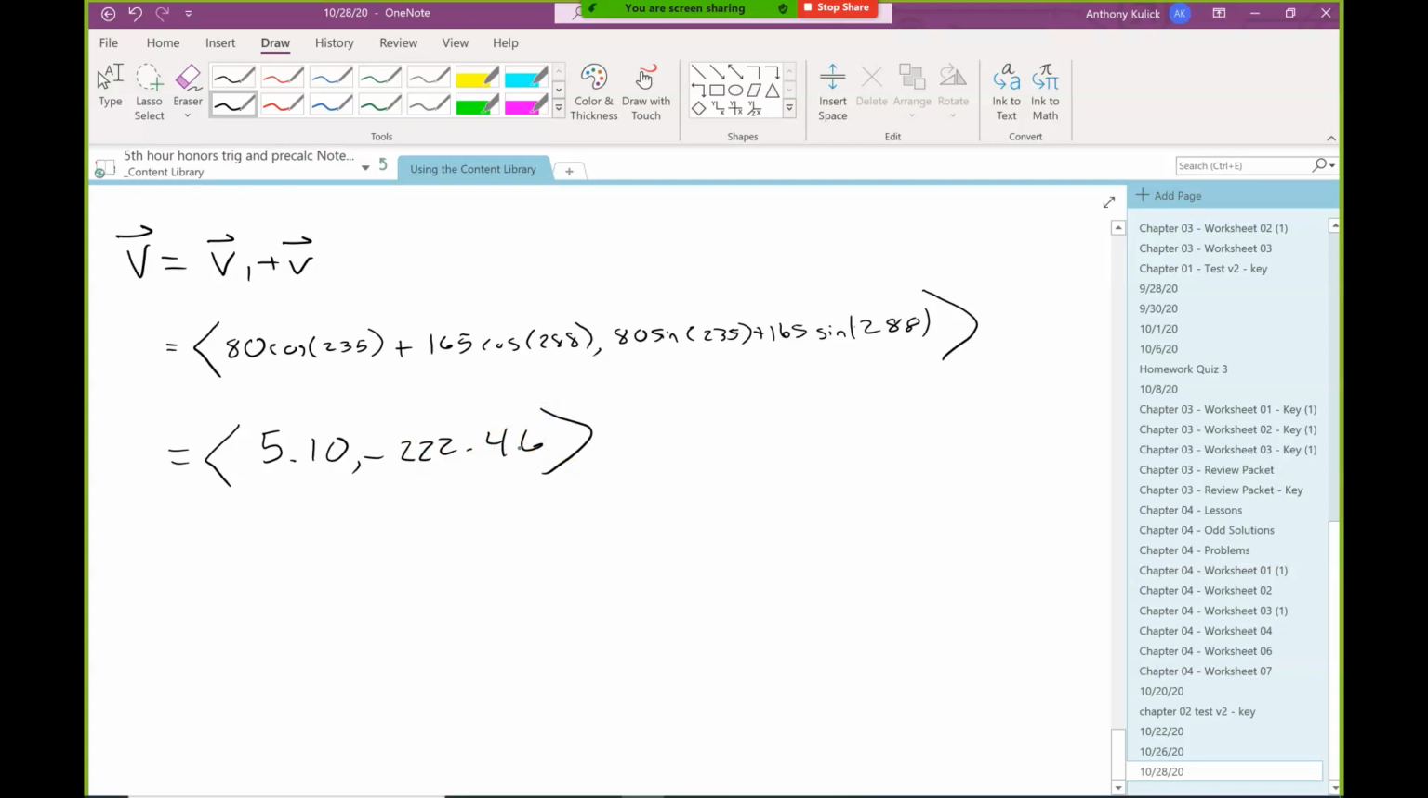Everybody okay with where these numbers came from? I got the x-coordinate by doing 80 cosine 235 plus 165 cosine 288. And similarly for the y-coordinate. Okay. So what is that representing? That's representing our boat being like down here. Everybody's okay with that?